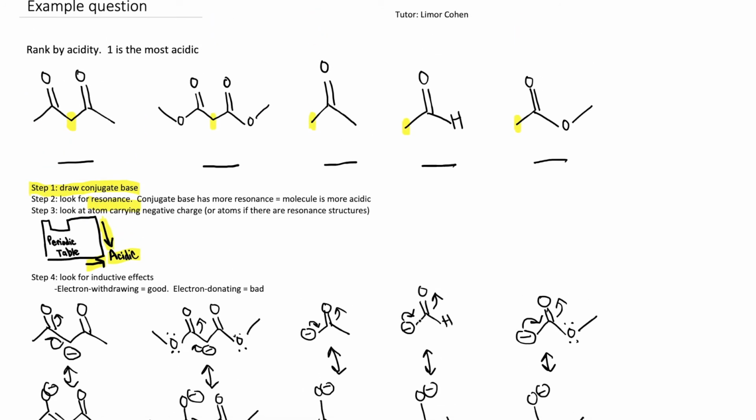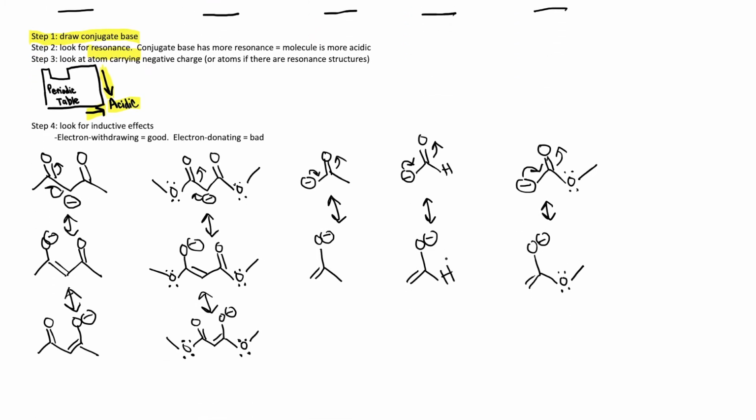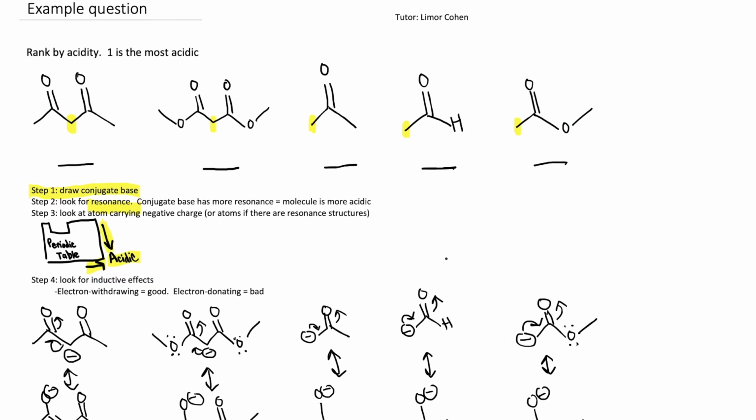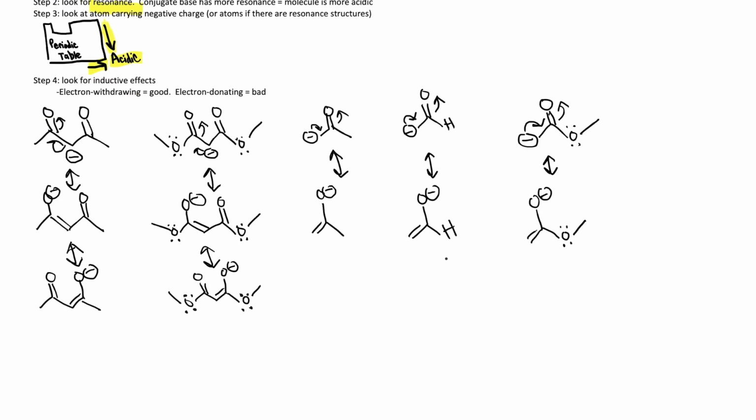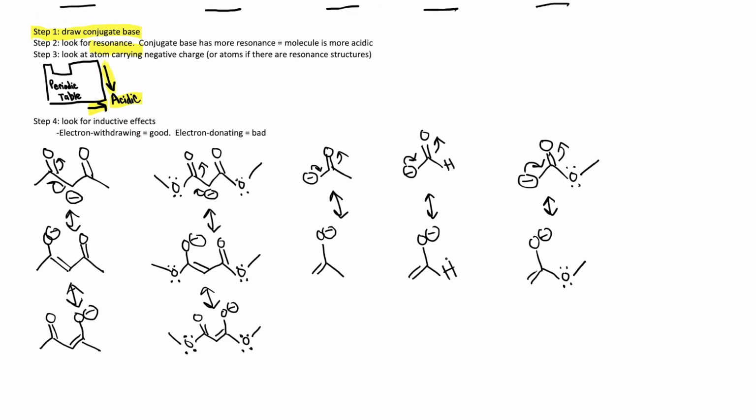Earlier I was talking about how conjugate bases that can resonate more are more stable. So out of all these conjugate bases, the ones that have the most resonance structures are going to be our more acidic molecules. So let's count how many resonance structures all these conjugate bases have. These two right here have 3 resonance structures. All these others though, they only have 2 resonance structures. So because of that, the charge is not as delocalized, so it's not as stable.